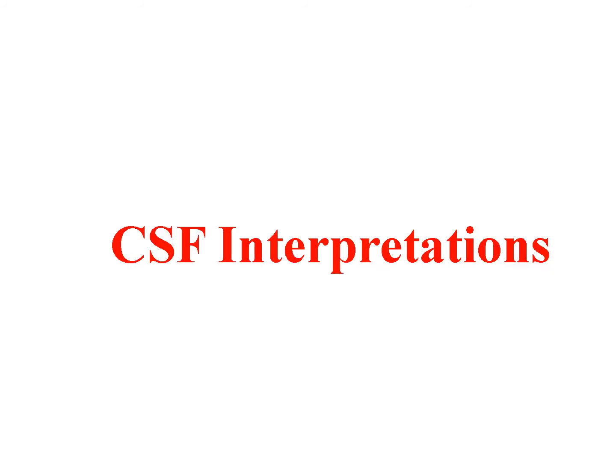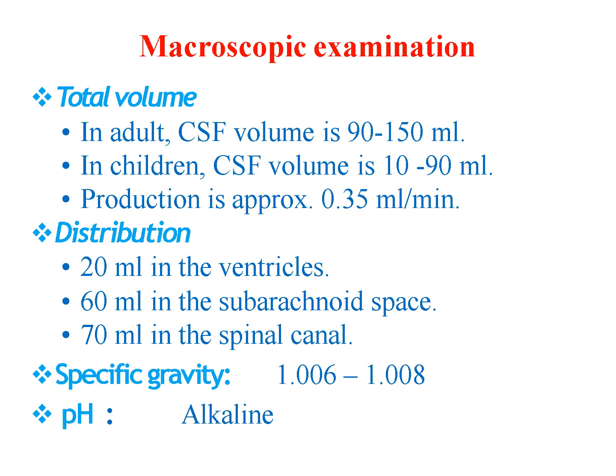How to interpret CSF. Macroscopic examination. Total volume. In adults, it is known that CSF volume is 90 to 150 milliliters. In children, it is 10 to 90 milliliters. Its production rate is 0.35 milliliters per minute. It's distributed in the ventricles reaching 20 milliliters, in the subarachnoid space about 60 milliliters, and 70 milliliters in the spinal canal. Its specific gravity ranges from 1.006 to 1.008. The pH is usually alkaline.